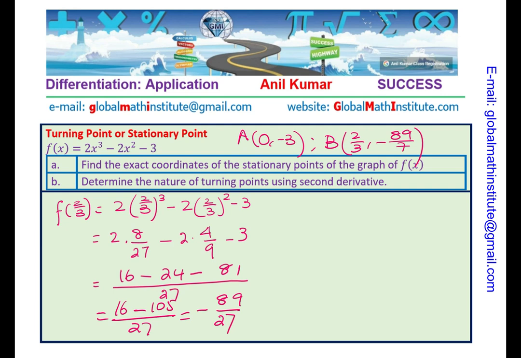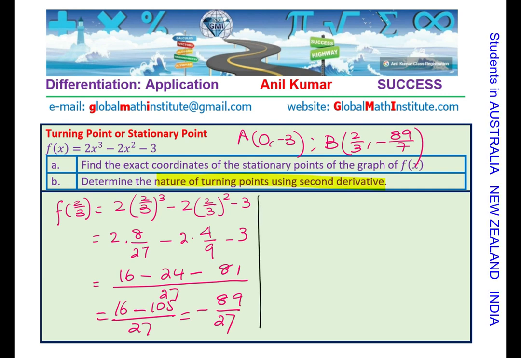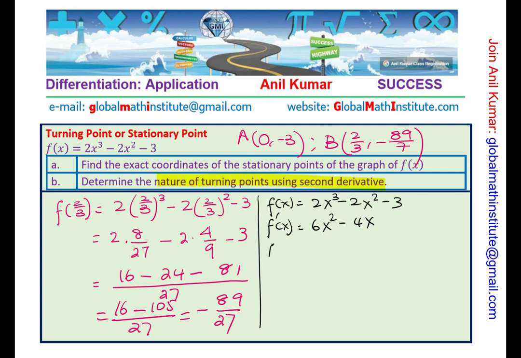Now the question is to verify using the second derivative, correct? So let's find the second derivative. The function was given to us as 2x cubed, I'll just redo it, minus 2x squared minus 3. The first derivative is 6x squared minus 4x. Second derivative is the derivative of the derivative, right? Not an issue. The second derivative will be 6 times 2, just multiply again, 12x minus 4. So that becomes the second derivative.